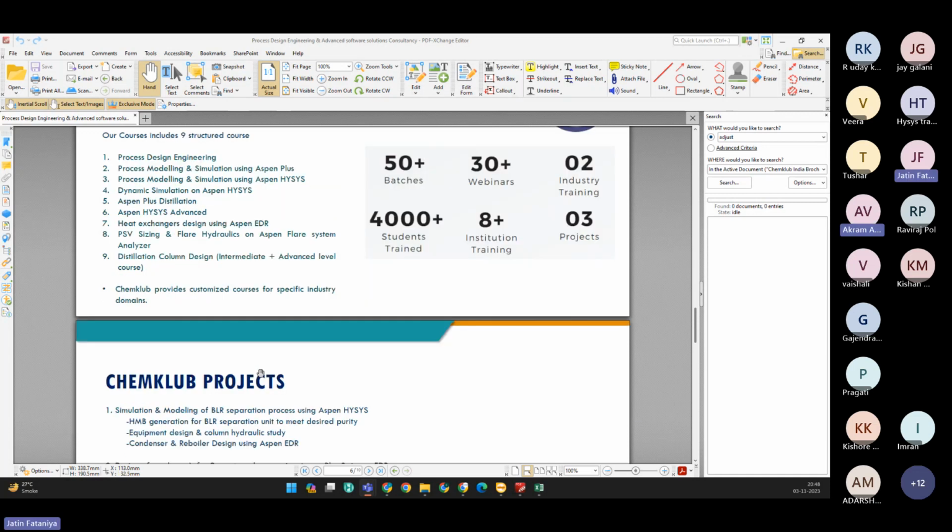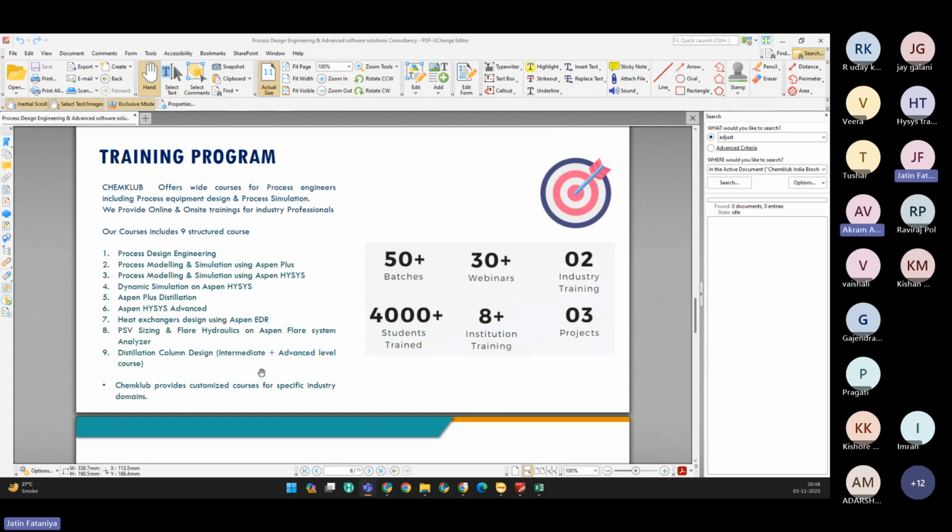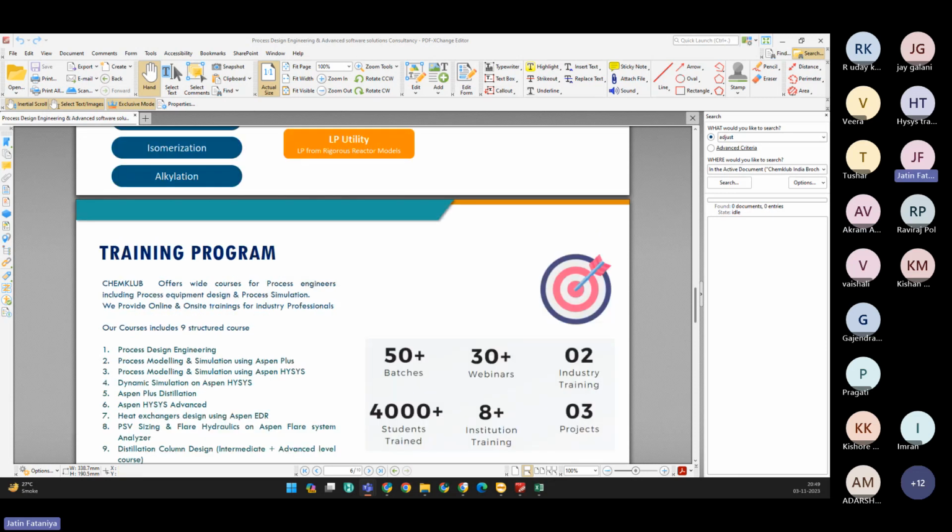Okay. So these are the figures that we have achieved till now, equipping engineering professionals. In 2 years, we have trained 4,000 plus students. We have provided training to 8 plus training institutes, and we have formed 50 plus batches that we have successfully run. Regarding webinars, we have conducted 30 plus webinars at different institutes as well as organizations. We have also done some projects where we have provided training as well as done projects for major industry.